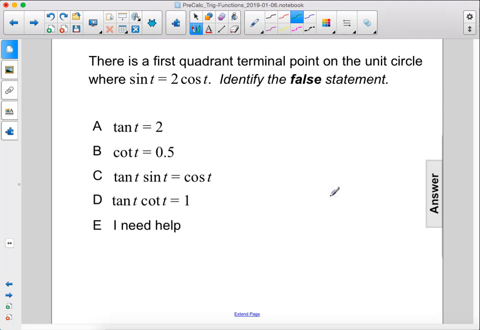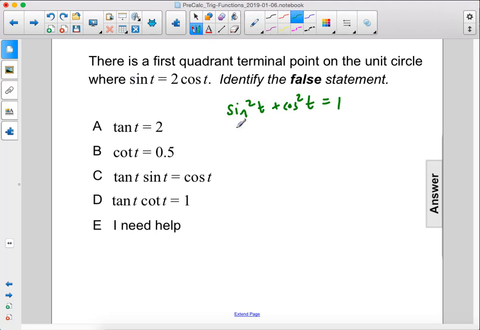There's a first quadrant terminal point on the unit circle where sine t equals 2 cosine t. Identify the false statement. Alright, so let's figure out what sine and cosine are. If we begin with our sine squared t plus cosine squared t equals 1, let's replace sine with 2 cosine.